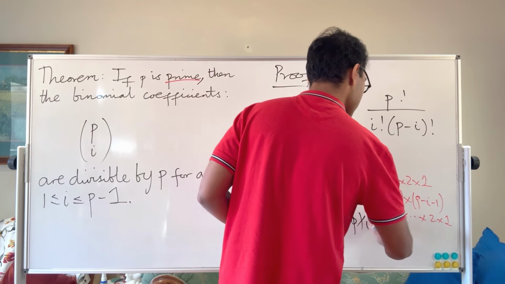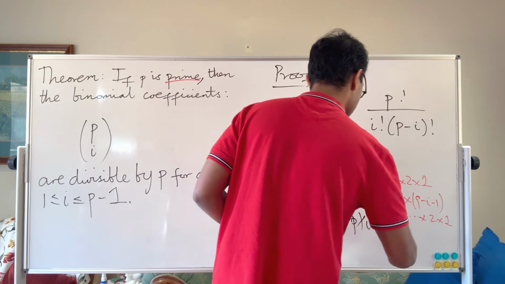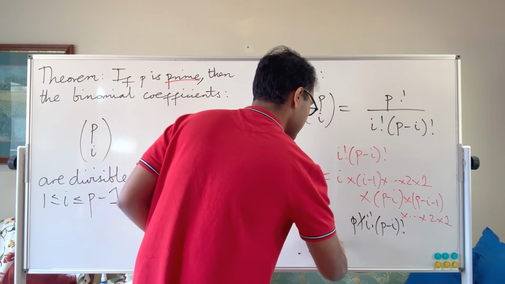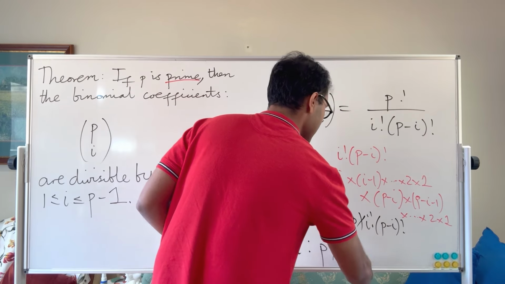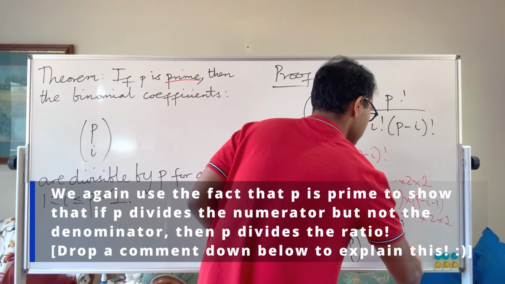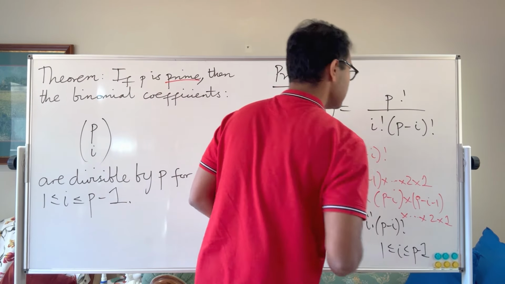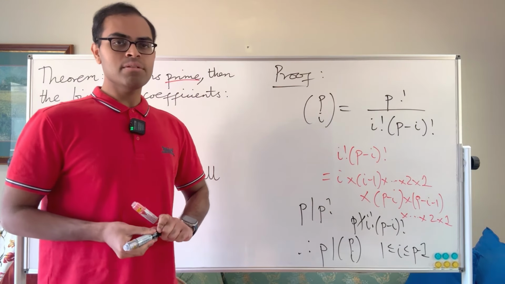P does not divide i factorial times p minus i factorial. Therefore, p divides p choose i so long as 1 is less than or equal to i, which is less than or equal to p minus 1, and that is the proof. Now, why is this statement so interesting?